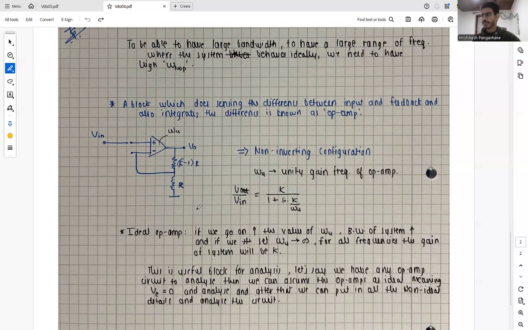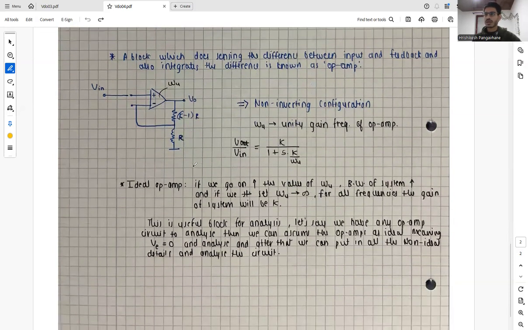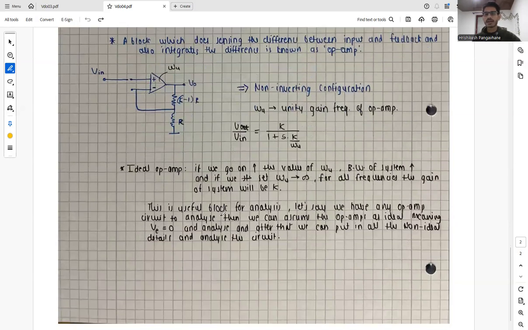Let's say we have any op amp circuit to analyze, and we can assume the op amps to be ideal, meaning the input voltage VE to the integrator, or the difference, is zero. So these two nodes are at zero voltage, and then we analyze the circuit. After that, we can put in all the non-idealities or the non-ideal details into the circuit and analyze the circuit. So that's all for this video, and thank you for watching.